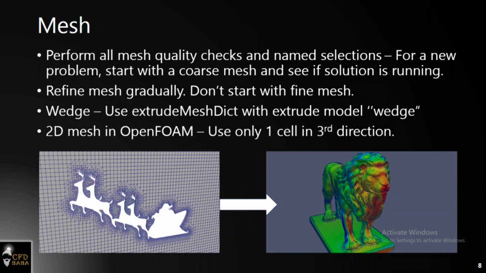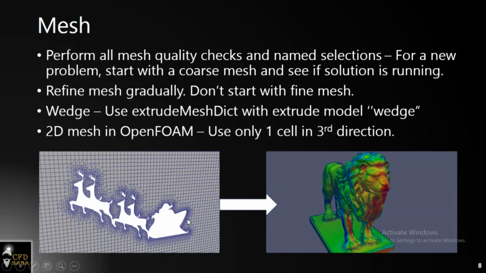There is one wedge model in the extrudeMesh dict of OpenFOAM. So this wedge model allows you to model only a part of your cylindrical geometry. So if your geometry is symmetric in cylindrical coordinates, please try to use the wedge model. You don't need to model the whole CAD. Just model a part of it and solve it, and it gives fairly accurate results.